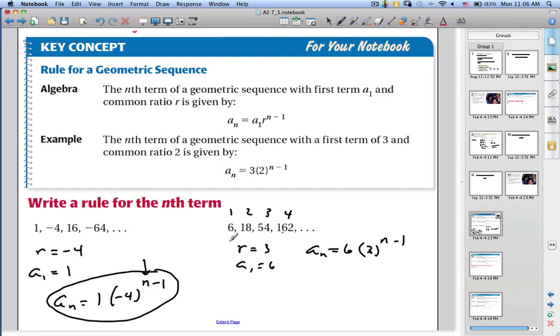It works. So you can always check your work if you're not sure if you've written the rule correctly. In this case, I'm not going to take the time to do that, but it is very simple to do.